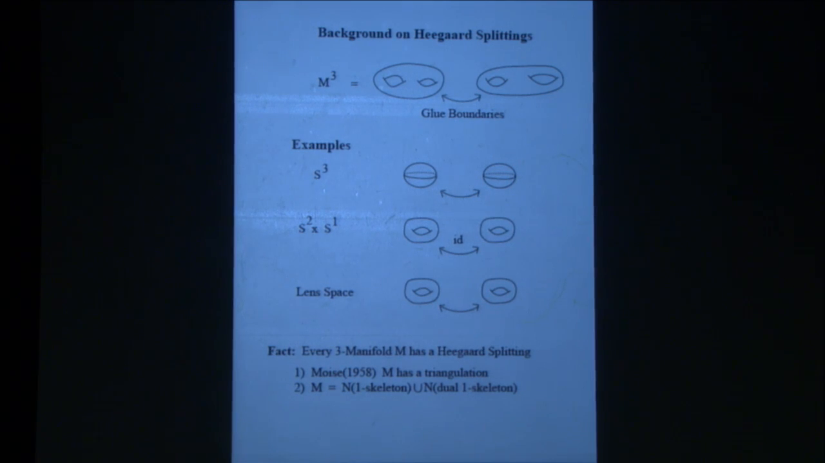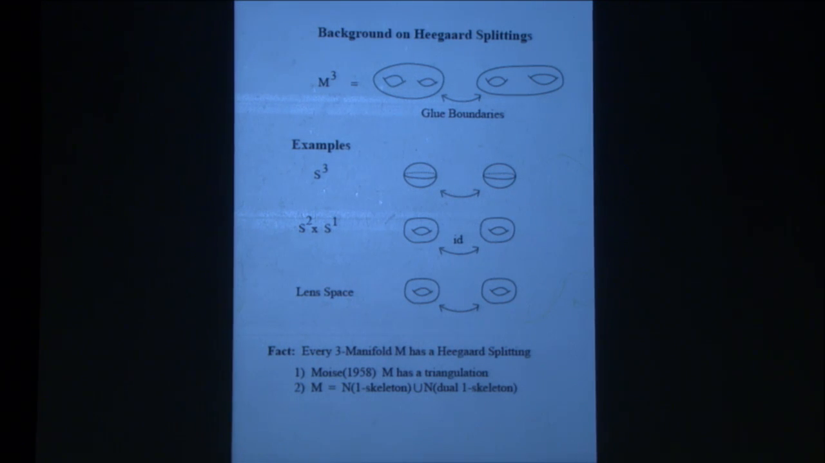So unless said otherwise, three manifolds will be closed, orientable and irreducible. Irreducible means you can't split along a two-sphere and get two interesting pieces. So a closed three manifold can be obtained by gluing two handle bodies together along their boundary.